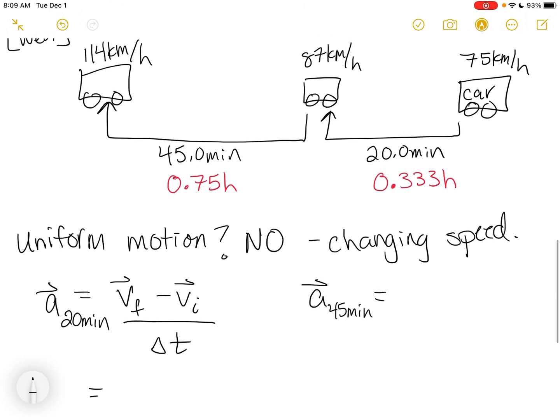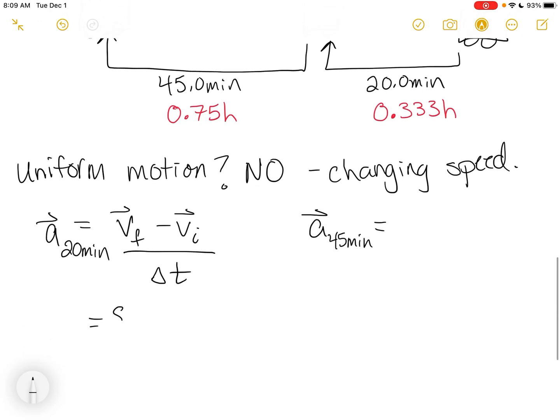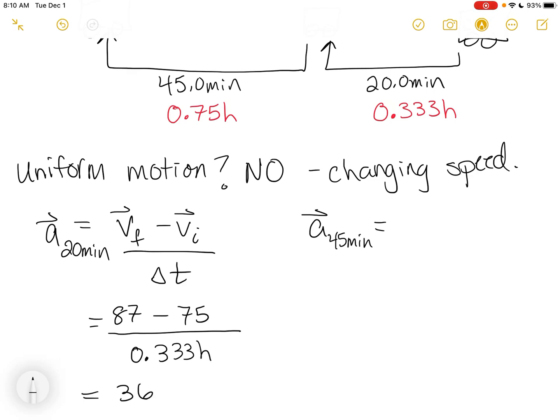So our final velocity in that 20-minute section is 87 kilometers an hour, and we're traveling to the west. And then our initial velocity is 75 kilometers per hour, also traveling to the west. And our time is our 0.33 hours. So that's getting us an acceleration of 36 kilometers per hour squared.